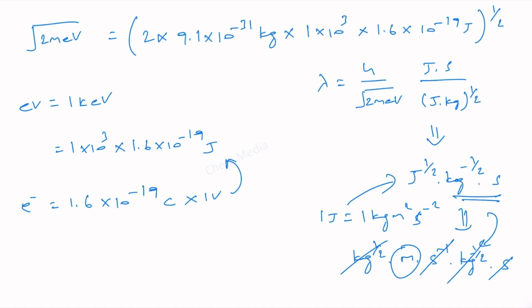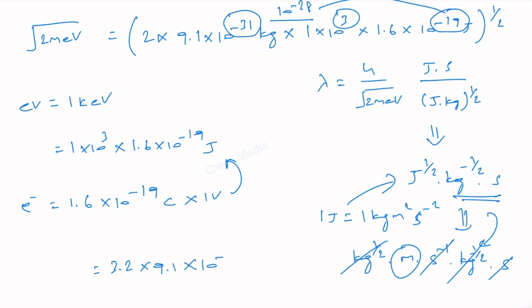So now let us work on square root of 2meV. So here we have 10 to the power minus 31, here 10 to the power 3. So that will become 10 to the power minus 28, and then from 10 to the power minus 28, here we have 10 to the power minus 19. So that will be, if we add up, 10 to the power minus 47, and therefore this is equal to, let us multiply 1.6 with 2. So 3.2 times 9.1 times 10 to the power minus 47 to the whole power 1 by 2.